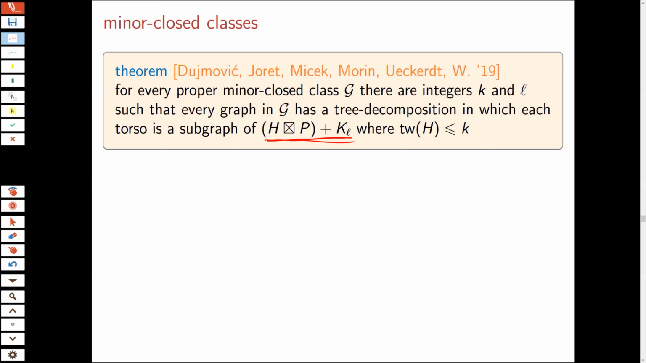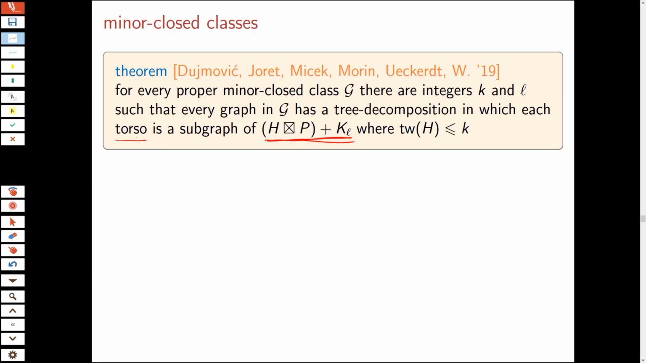So the K_l are what's called apex vertices in the Robertson-Seymour graph minor structure theorem. This proof needs the Robertson-Seymour graph minor structure theorem to prove it, or at least that's our current proof. It'd be wonderful to prove this theorem without the Robertson-Seymour machinery. So what do these words mean?